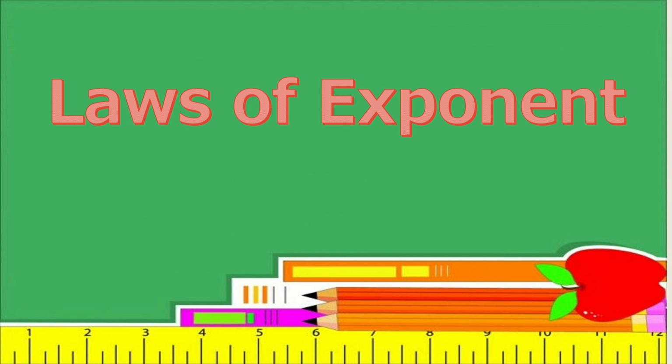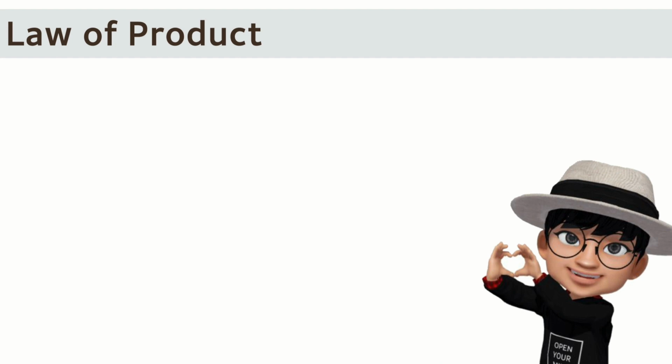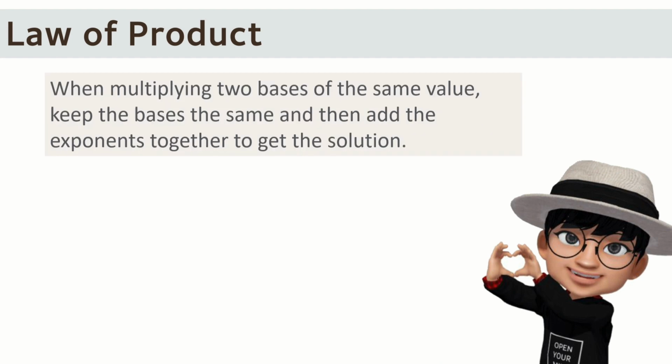Now recall the different laws of exponent. For today, I'm going to discuss 4 out of 7 laws of exponent. Let's go! Let's start first with the law of product. The law of product states that when multiplying two bases of the same value, keep the bases the same and then add the exponents together to get the solution.